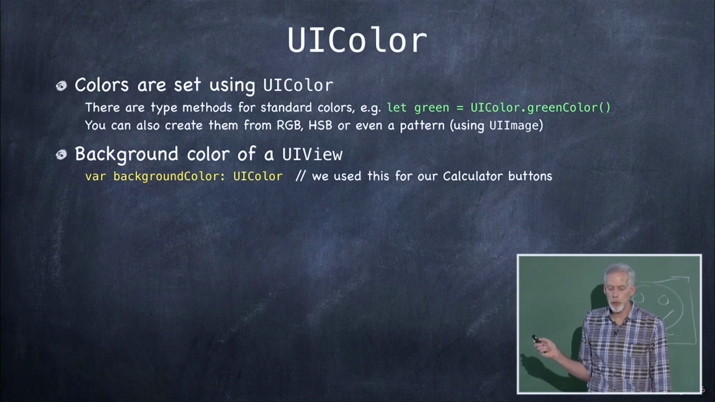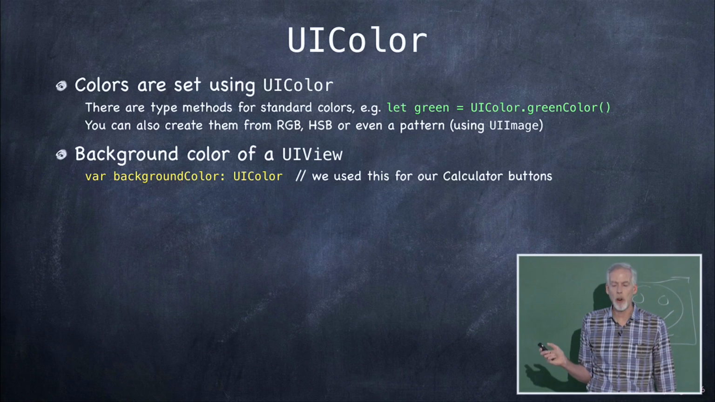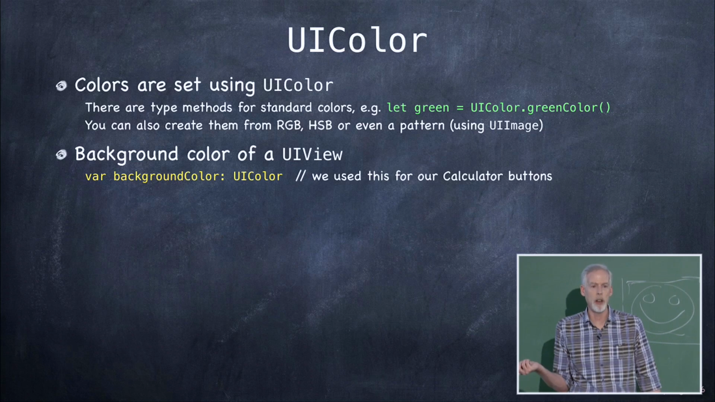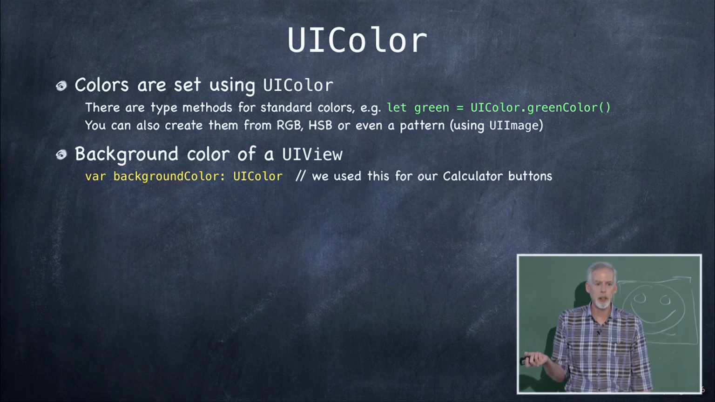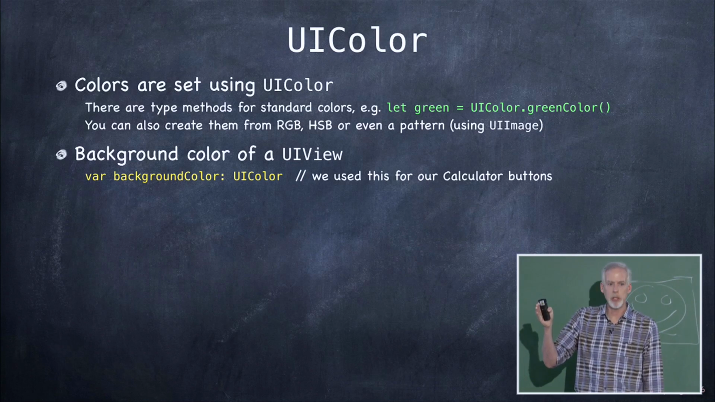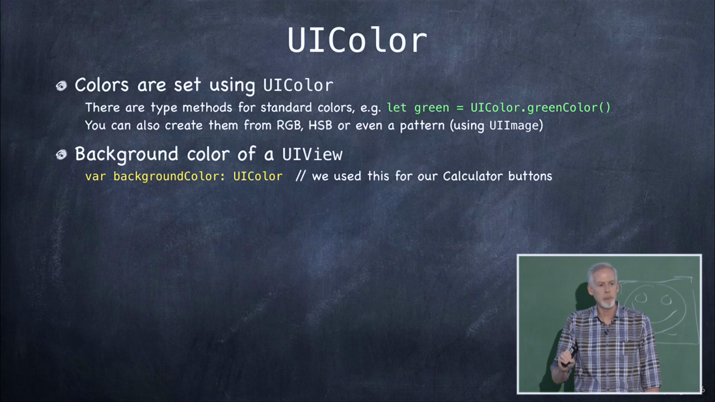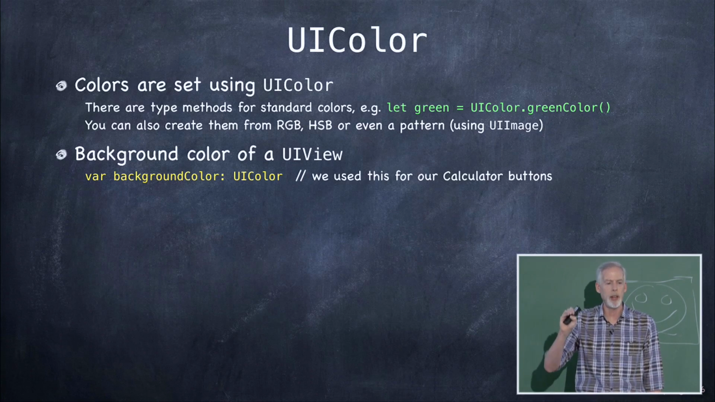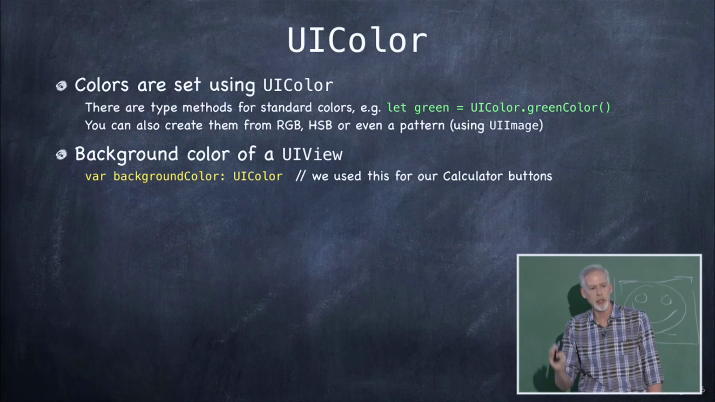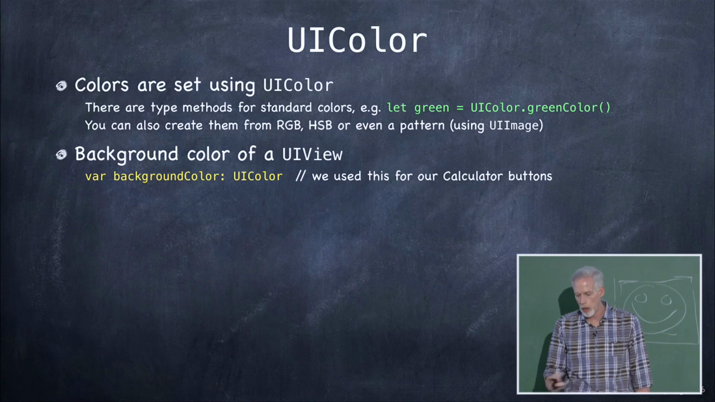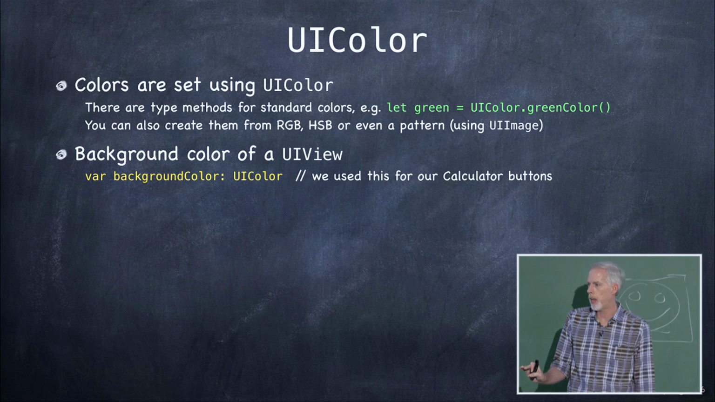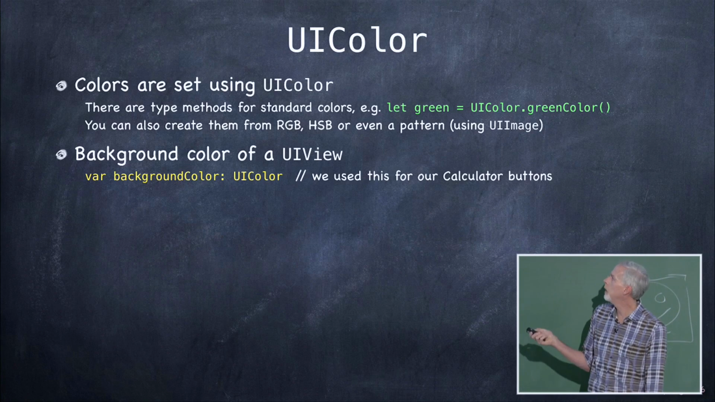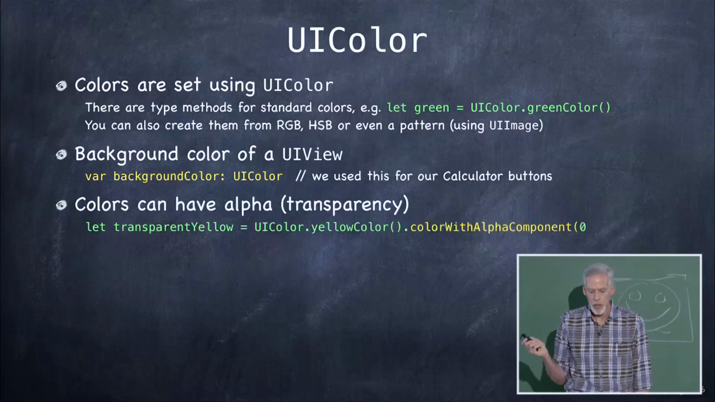Here you see views have background colors. You've already seen that. We set the background colors of our buttons in the calculator. You notice that when we did that in the attributes inspector, we had to scroll down to the bottom because the attribute inspector is object-oriented and it was showing all the inherited things. We had to go down to the UIView level to set the background color of our buttons, because the button inherits that from UIView.